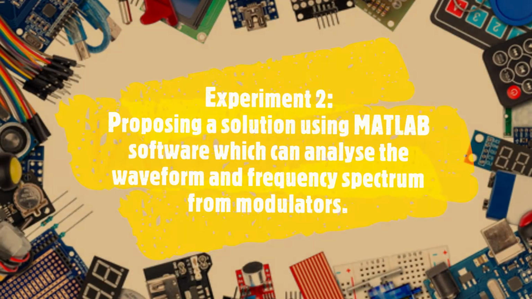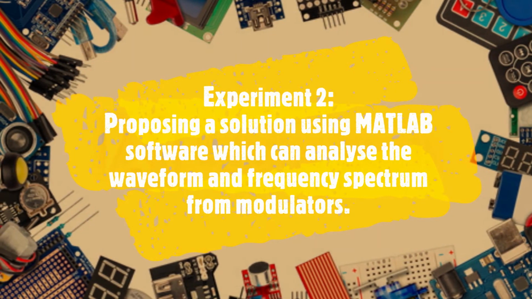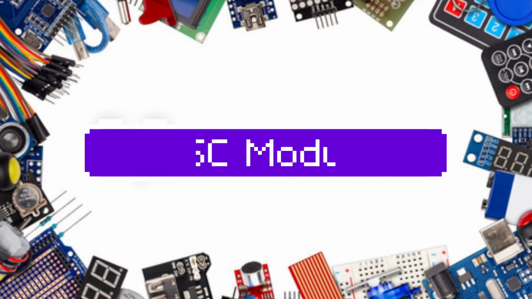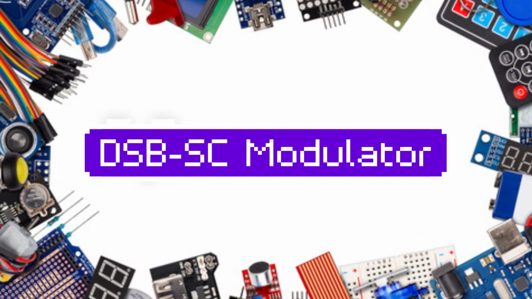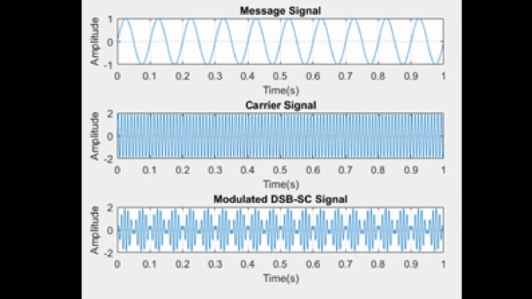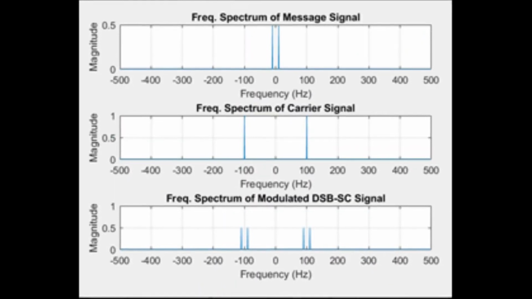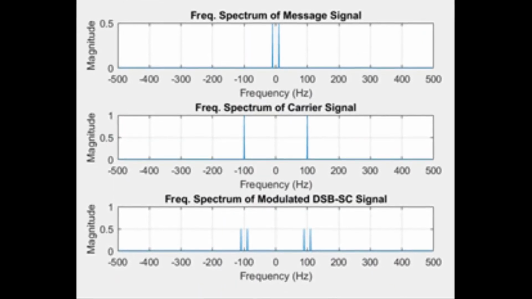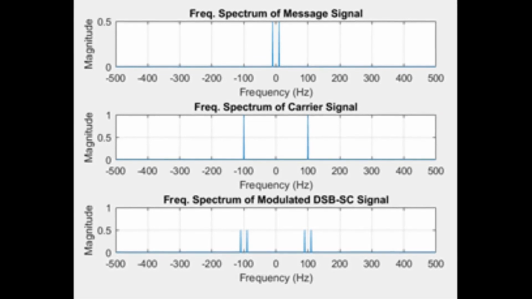For experiment 2, we will be analyzing the waveform and frequency spectrum from modulators. Firstly, the double sideband suppressed carrier modulator will be analyzed. This shows the modulated waveform, and from the frequency spectrum, it can be seen that only the two sidebands are present while the carrier signal is suppressed.